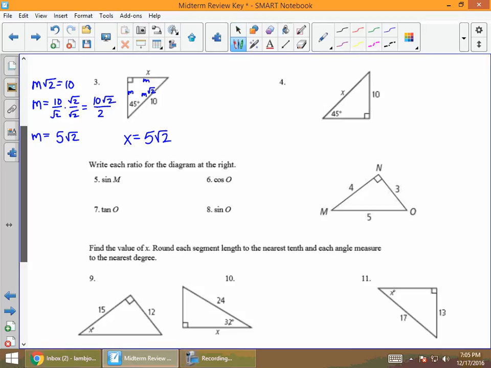Question number 4, same concept. M radical 2. In this case, my equation is m is equal to 10. So my x value is equal to the m value times radical 2. So 10 radical 2 for number 4.